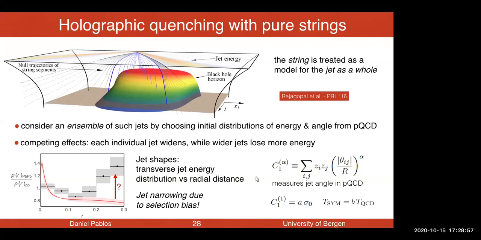Because of course, all this cannot be done in holography. So that's how things are matched. The initial production is perturbative, and then they have an evolution which is purely strongly coupled. So what do they see? They see that, as we said, each individual jet widens, right? Each individual jet widens. However, given that wider jets lose more energy, the final effect turns out to be a narrowing of the final distribution.